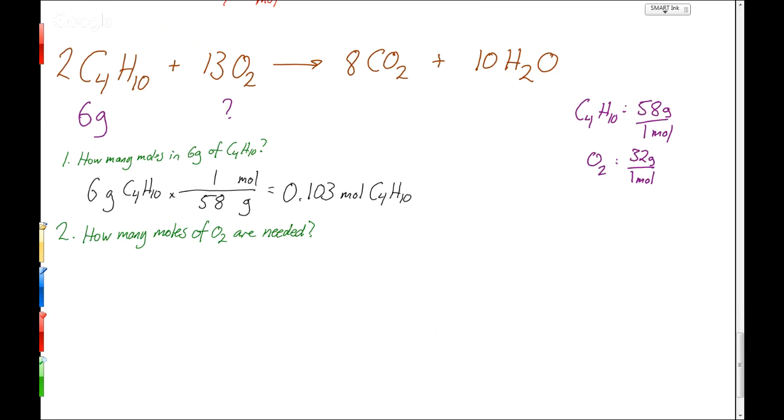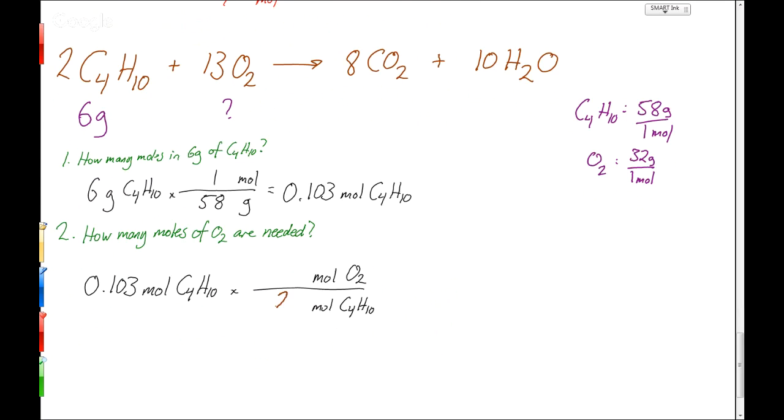Yeah. The balanced equation tells us that butane and oxygen always react in a 2 to 13 ratio. So we always have 2 of these for 13 of these. So we can think of that as another type of a conversion. We need to go from moles of C4H10, which is what we have, to moles of O2, which is what we want. And the numbers from the equation tell us what to fill in there.